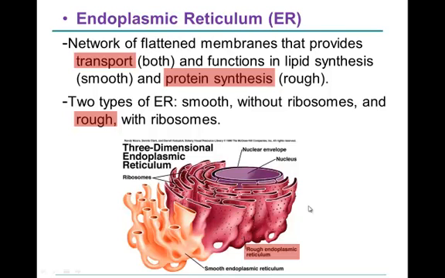Endoplasmic reticulum really has a form which lends itself to transport. It's this tubular structure, so proteins can be made and transported inside, lipids can be made and transported inside. You can see that this purple structure here is the nucleus, so the endoplasmic reticulum is often closely associated with the nucleus. The more proteins a cell needs, the more endoplasmic reticulum it will have, especially rough endoplasmic reticulum.